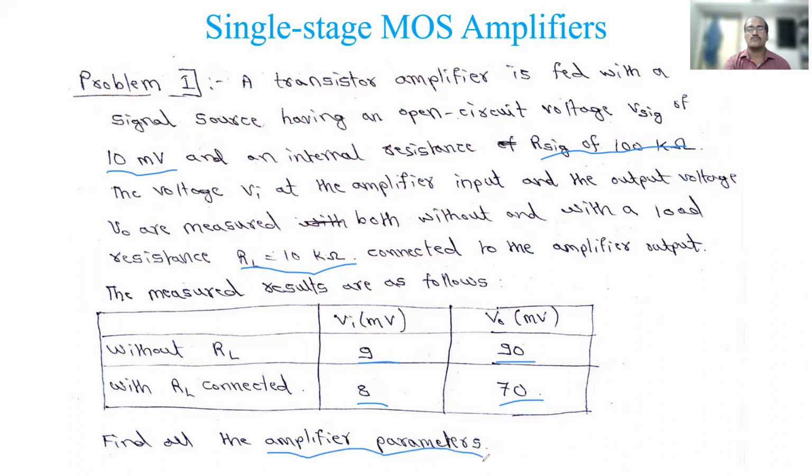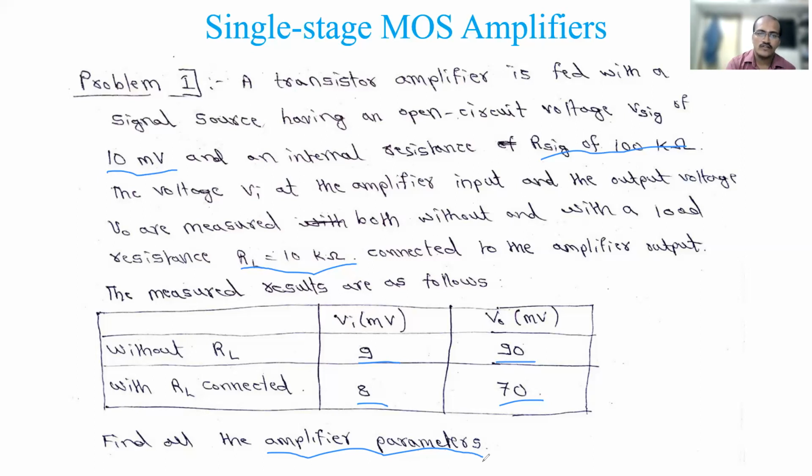This question can be asked in a different manner. They can ask you just for the amplifier parameters, or give you which parameters to calculate. What parameters will come? All that I have discussed: open circuit voltage gain, short circuit current gain, input resistance with no load Ri, input resistance with load Rin, output resistance with no load Ro, and output resistance with load Rout. All these parameters we have to find now.